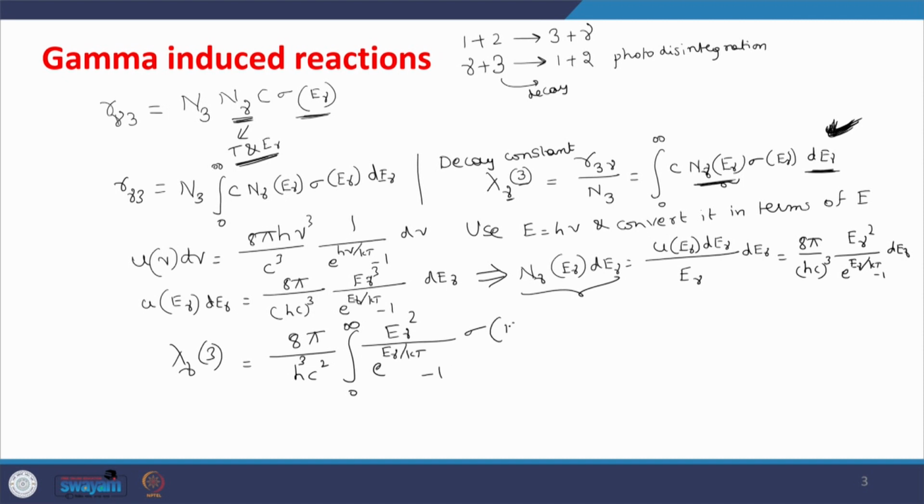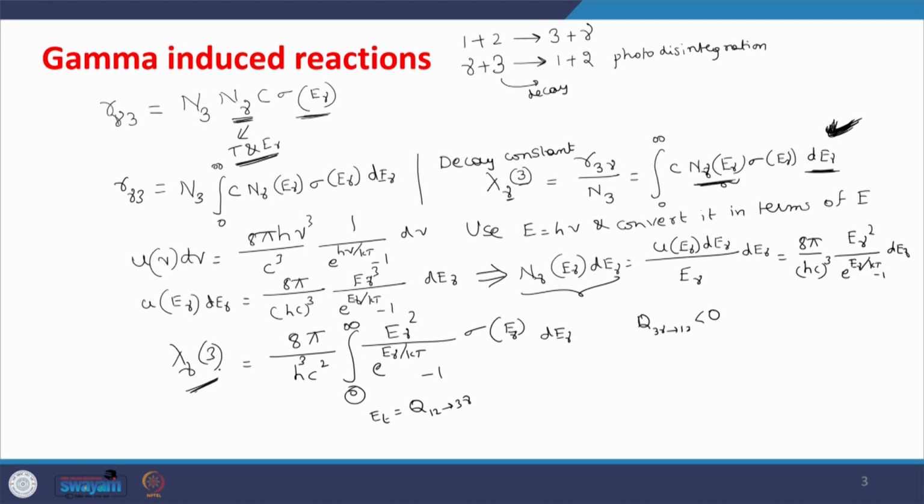Remaining part is the cross section at a particular energy of the gamma, dσ/dE_γ. As I said initially, most of the photodisintegration reactions are endothermic. That means Q for 3 + γ → 1 + 2 is less than 0. The lower integration limit is actually given by E_t, which is equal to the Q value of the 1 → 3 + γ reaction. Remember that this does not depend on the stellar density.